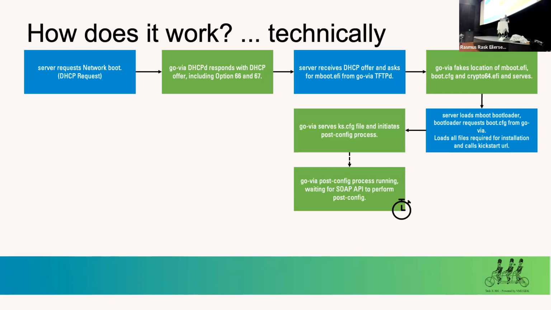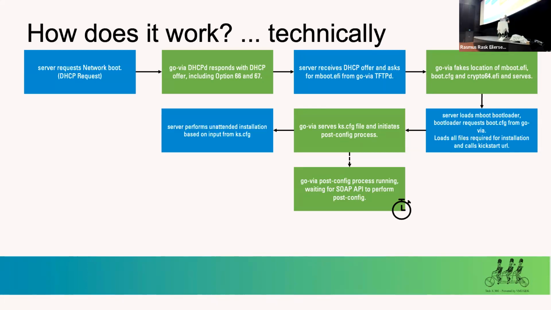So GoVia will serve the kickstart file and will then start a thread, which is a post-configuration thread, to do configuration of DNS, NTP, certificates, SSH, etc., whatever you choose. It will start a thread that's basically just looping. So it will sit idle for up to 60 minutes and wait for the hypervisor to complete its installation and then start doing the post-config. So remember the starting of a thread.